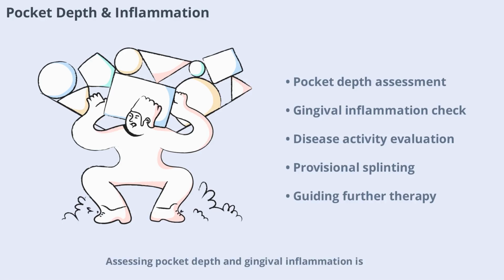Assessing pocket depth and gingival inflammation is an important part of Phase 1 therapy. Deep pockets and inflamed gums indicate active periodontal disease. By measuring these parameters, clinicians can evaluate the effectiveness of initial therapy and plan further interventions. Provisional splinting may be used to stabilize mobile teeth during this phase. Monitoring pocket depth and inflammation guides the treatment plan and ensures optimal outcomes.